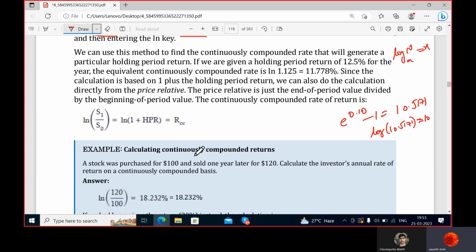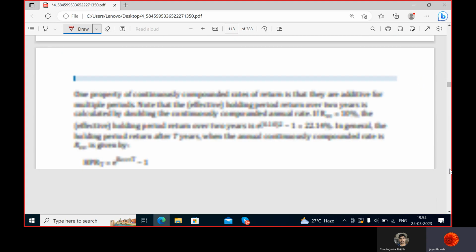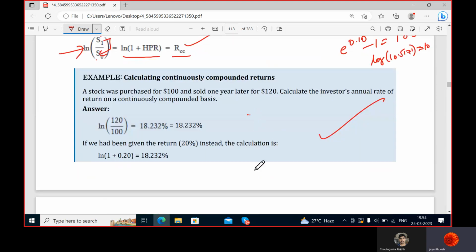So now here we get a formula: natural logarithm of price relative. See, this is the current year stock value. Let's say this is the previous year stock value. So we are comparing them. So that should always be equal to logarithm of 1 plus holding period return. And that is always equal to the continuously compounded rate. Okay. Can you do this question, Abhijit? Hello? Abhijit, can you solve this question? Please hold. Okay, do this.